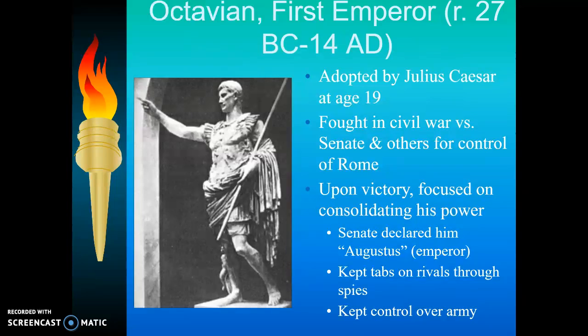The Senate declared him Augustus, or emperor, and he kept tabs on his rivals through spies, of course, and he maintained absolute total control over the army.